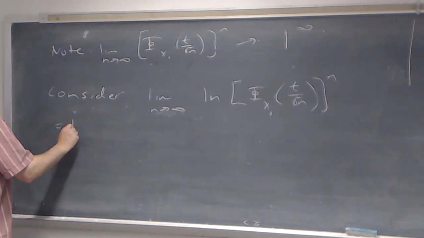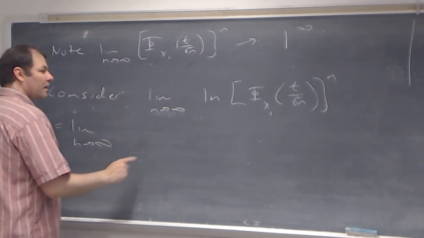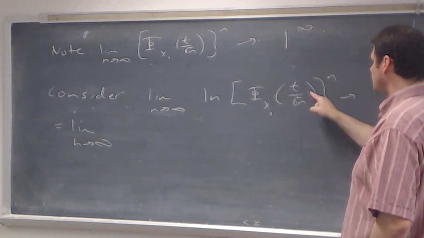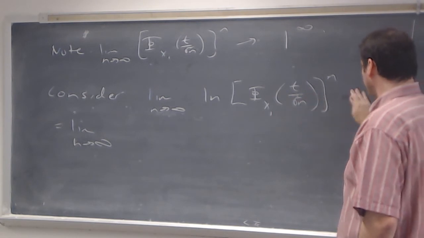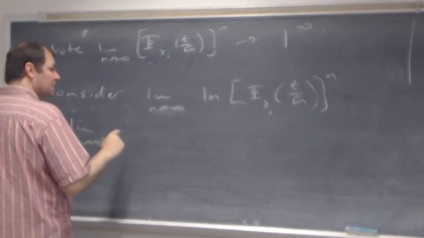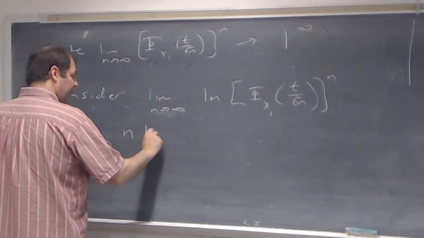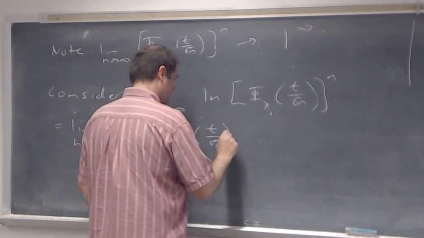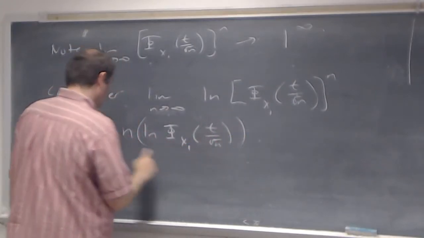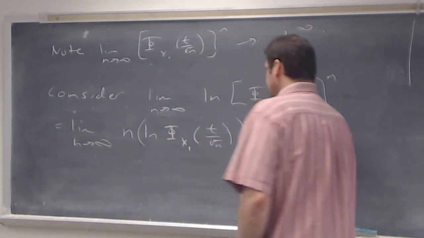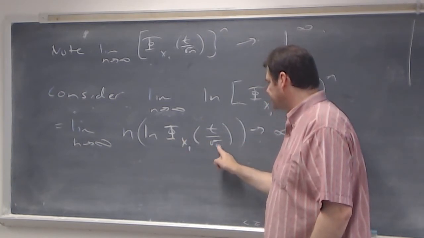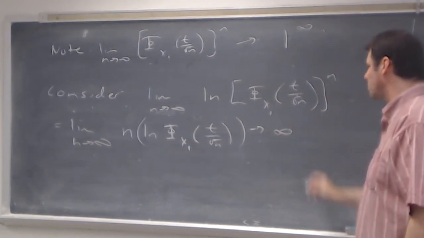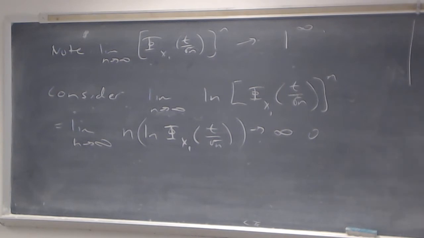Okay. Well, this is equal to the limit as n goes to infinity. Here, before I go any further, let me back up. By properties of logarithms, I can pull down this n. And then I have ln of phi sub x1 of t over the square root of n. And what is this going towards? Well, n is going towards infinity. As n gets really, really huge, this goes towards 0. Phi of 0 is going towards 1. Ln of something going towards 1 is going towards 0. That's an indeterminate limit form as well.